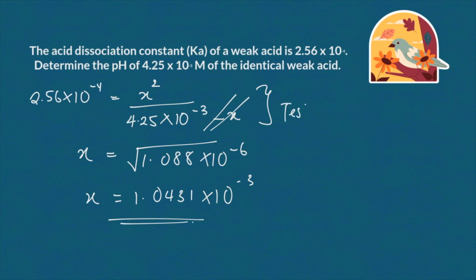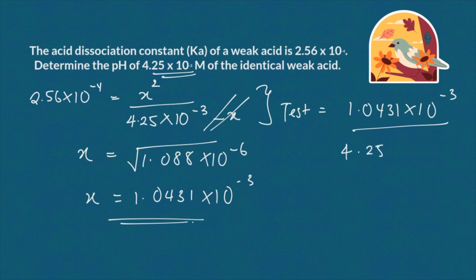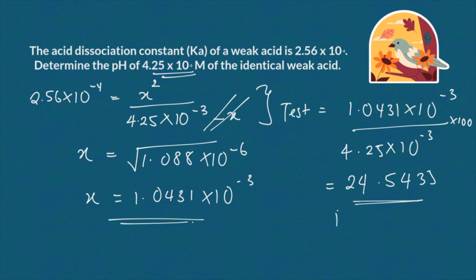So the test is the value of x, which is 1.0431 times 10 to the power of negative 3 divided by the initial concentration, which is 4.25 times 10 to the power of negative 3, times 100. From here we get 24.5435. This is more than 5%, so it's not approved. What we are going to do now is the successive method.